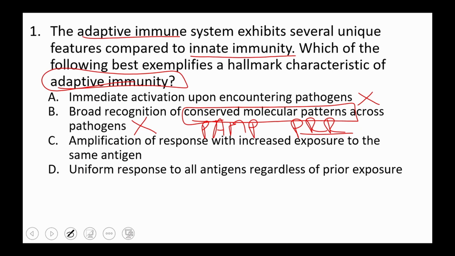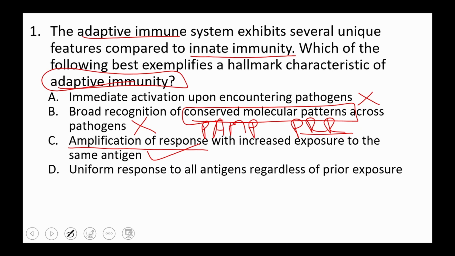Amplification of response with increased exposure to the same antigen. So amplification of response when there is a repeated exposure to the same antigen is a feature of the adaptive immunity. In case of innate immunity, there is no augmentation, even though there is repeated exposure to the antigen. But in case of adaptive immunity, there is augmentation or increment of the response when there is a second and third exposure to the same antigen. So this is a feature of the adaptive immunity.